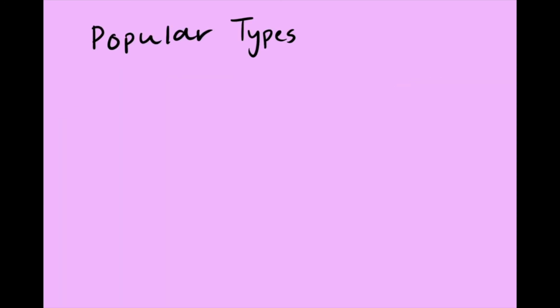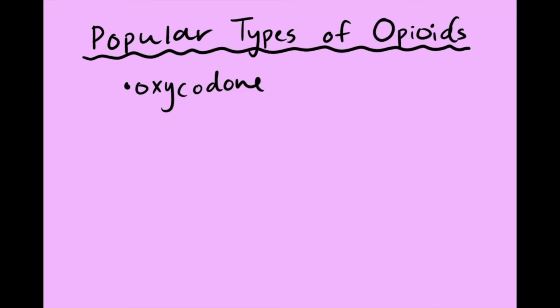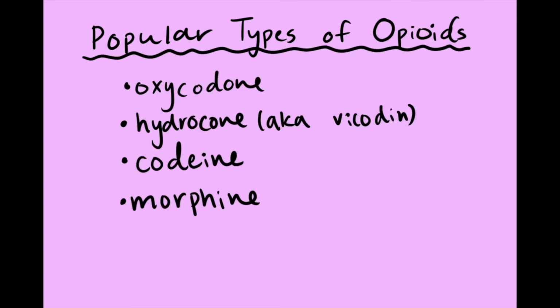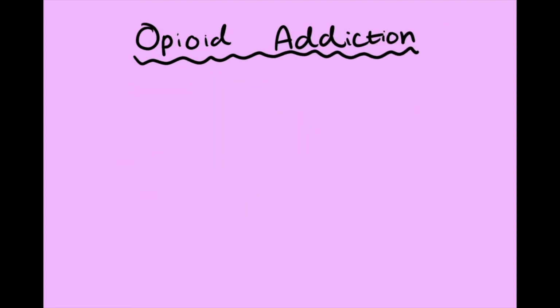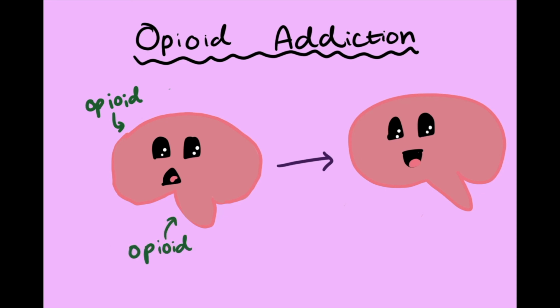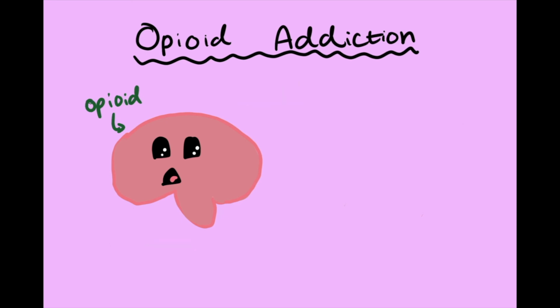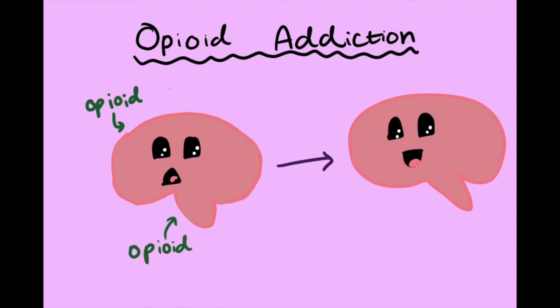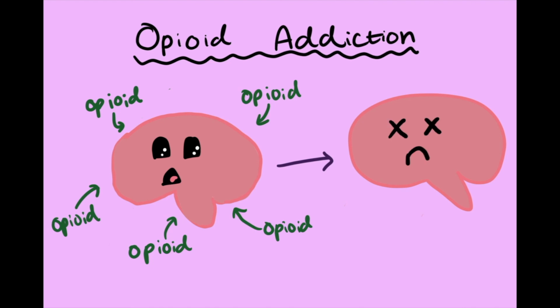Some popular types of opioids include oxycodone, hydrocodone or Vicodin, codeine, and morphine. In the US, more than 2 million people every year misuse opioids. Experts refer to it as an opioid epidemic. The more opioids that are taken, the less sensitive the brain is to its effect. So people feel like they need to take more of the drug to get that same euphoric feeling. This tolerance often leads to addiction. Opioid addiction is dangerous because overdosing can be fatal.